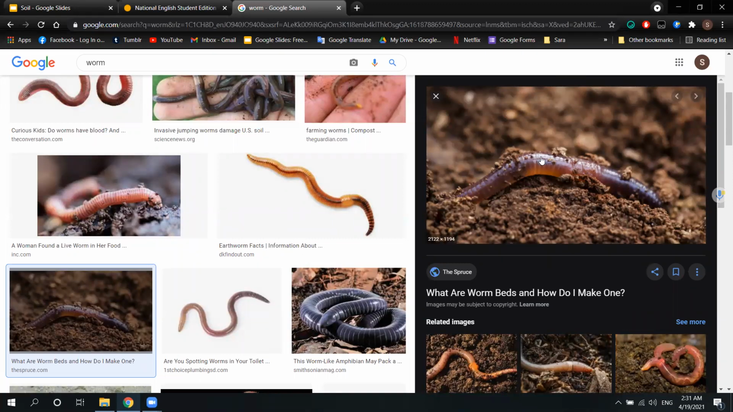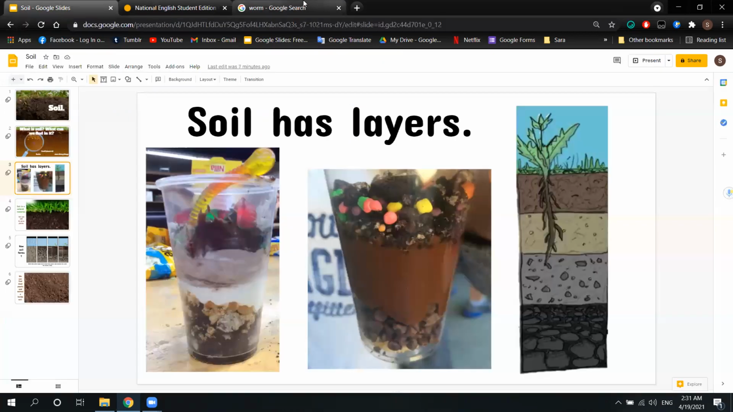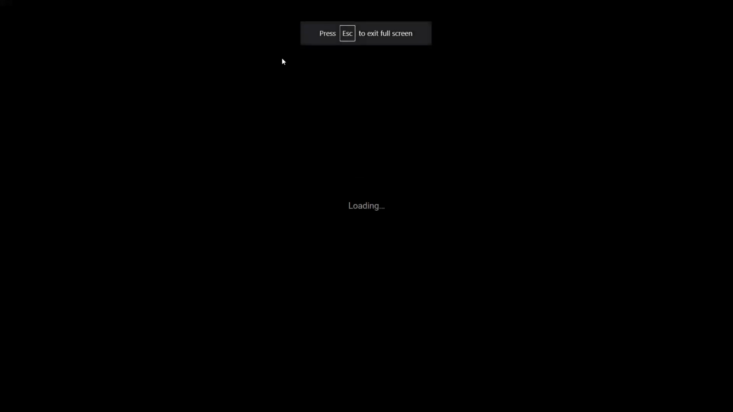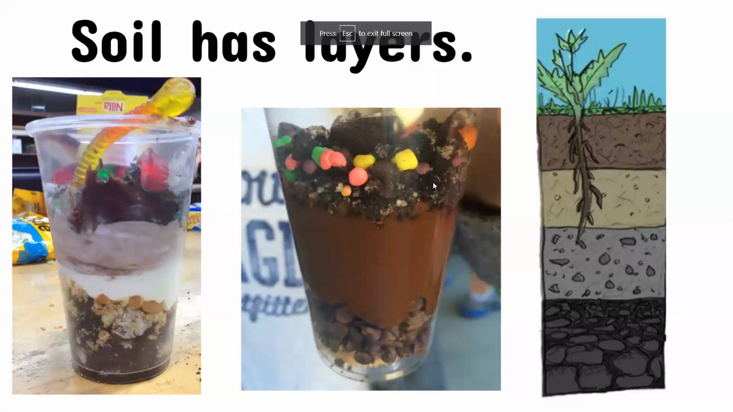Here is a picture of a worm, and as you can see, it is inside the soil, right? So it is part of it, and you can find it there. So, okay, forget about that picture. Just imagine them as jelly beans. So you can do this at home. You can try it in order to know what I'm talking about, with a plastic cup, okay? If you don't want to do it, it's up to you. But here we have to know that soil has layers, okay?